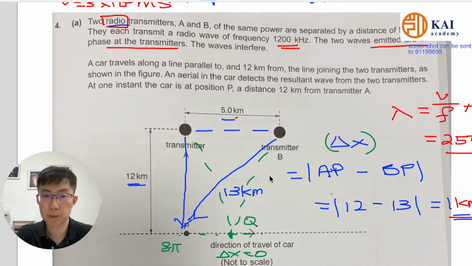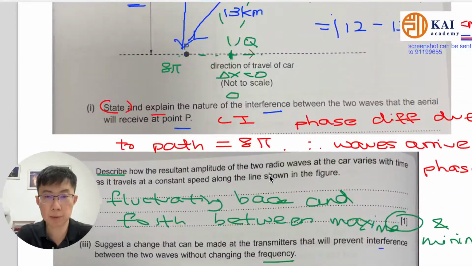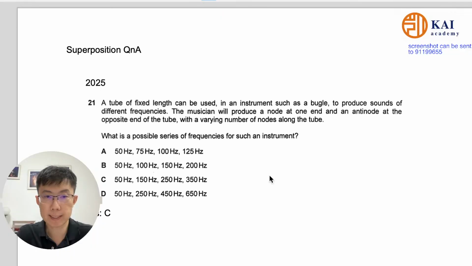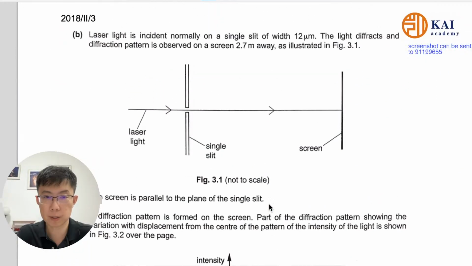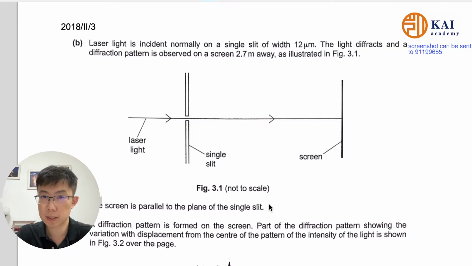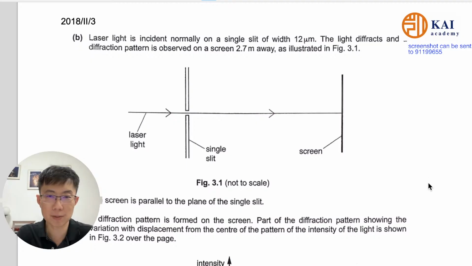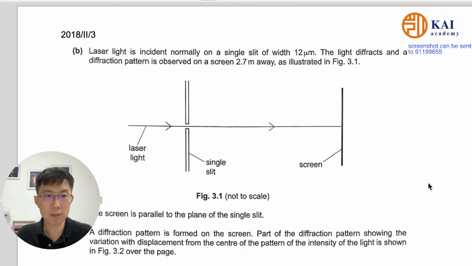Okay, so I could perhaps now show you guys, let's see where most questions usually are. Single slit diffraction. This is something that a lot of students tend to have problems with.